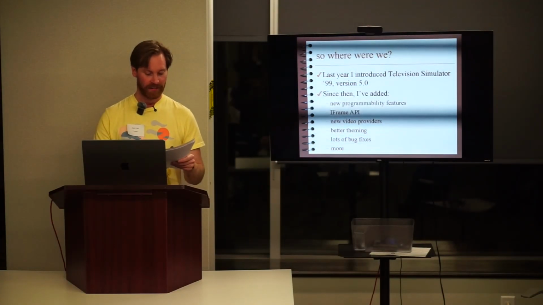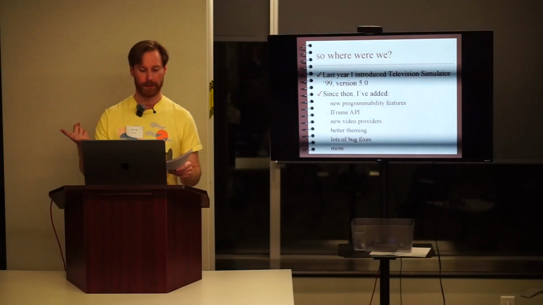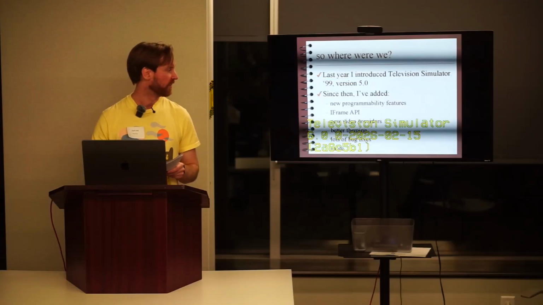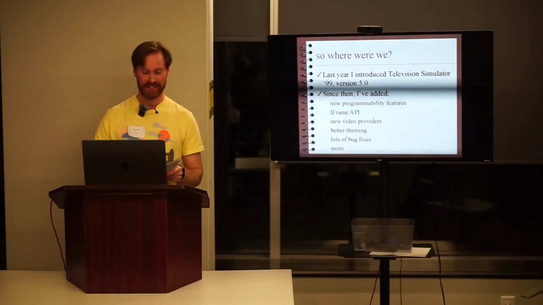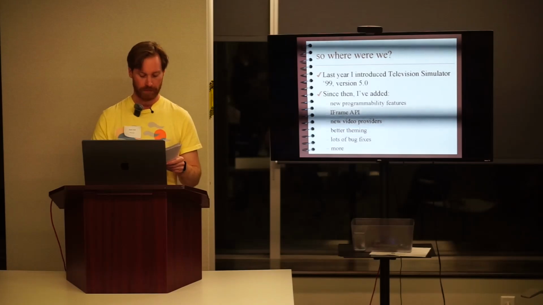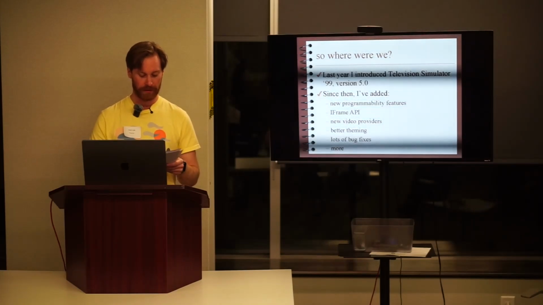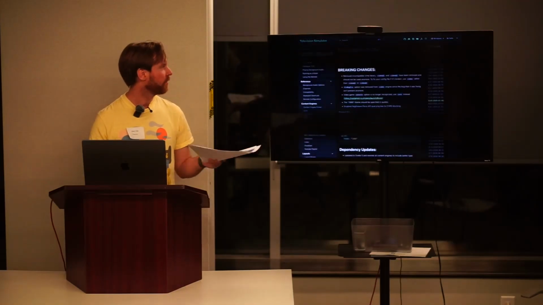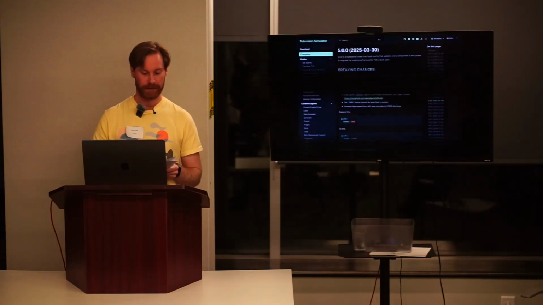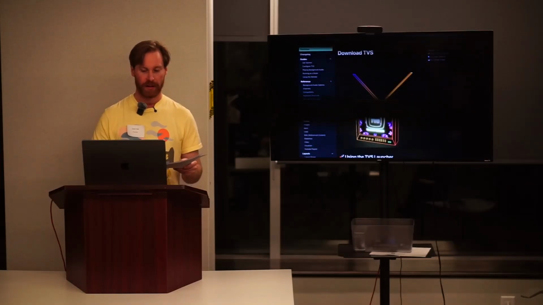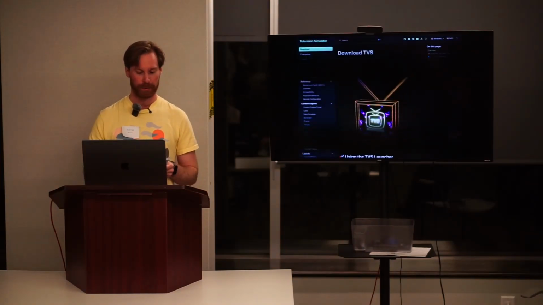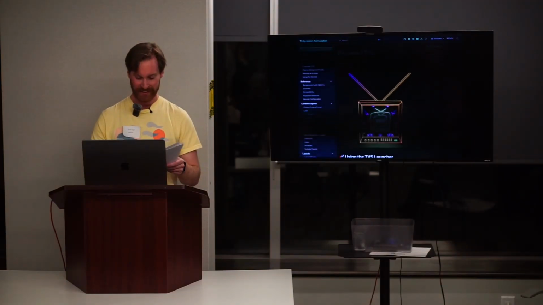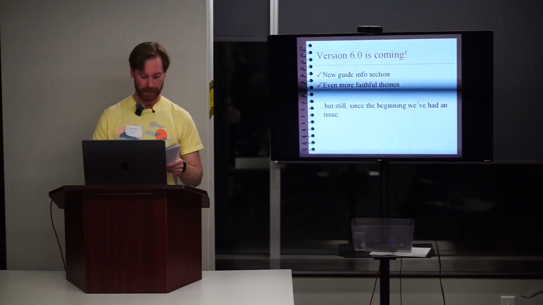So, where were we? Last time I was here, I introduced Television Simulator 5.0. As you can see, we're running 6.0. Since then, I've added a bunch of new features. I've added new code. I've added new APIs. We have a new documentation website that has all sorts of stuff that you can do to get going with it. We got a new download page. I worked very hard on this. Has a spinning logo. Got all sorts of cool stuff.